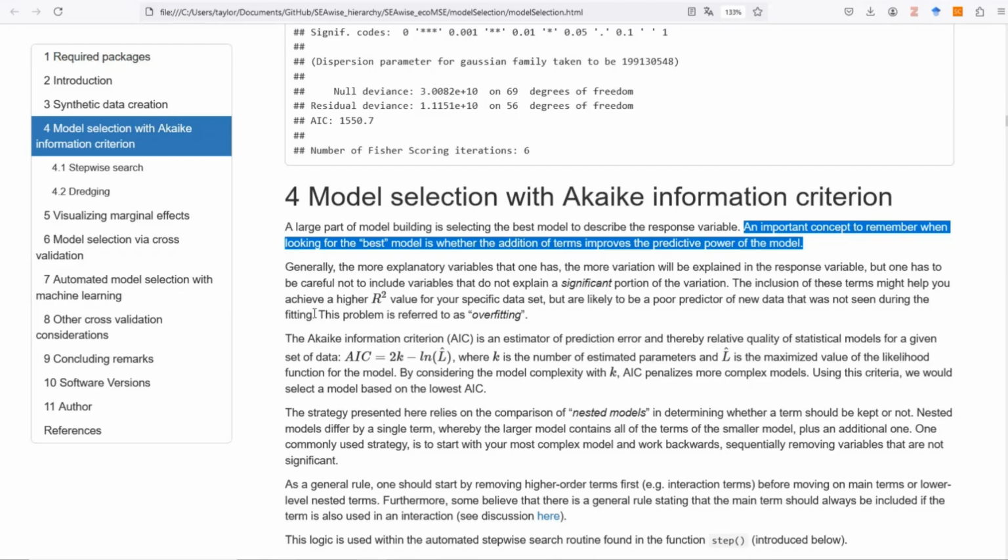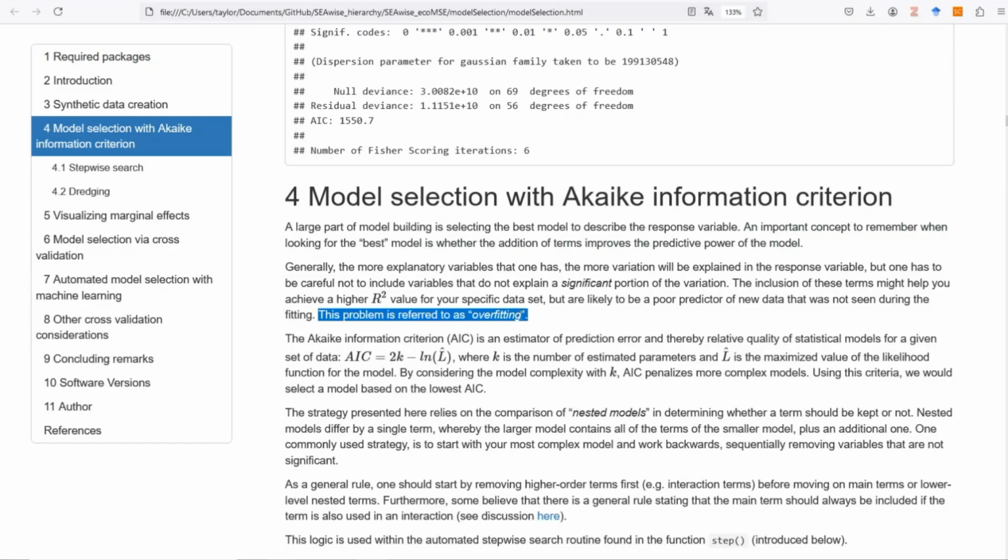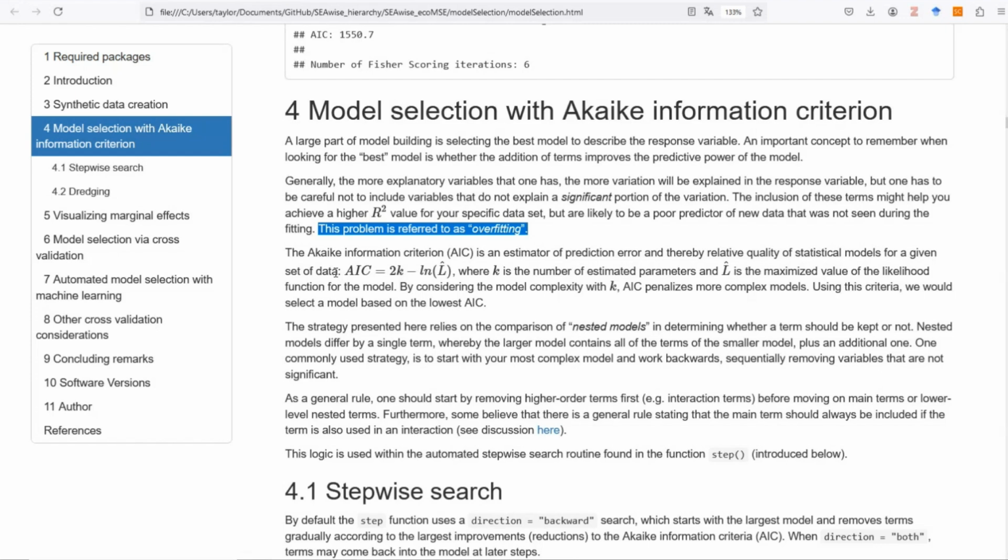And thus comes the problem of overfitting. You can have a model that looks great on paper, but once you take into account the complexity of the model and the number of coefficients that you've fit to it, it can quickly break down. And so we're going to be using, among other metrics, the Akaike information criterion for the first example.